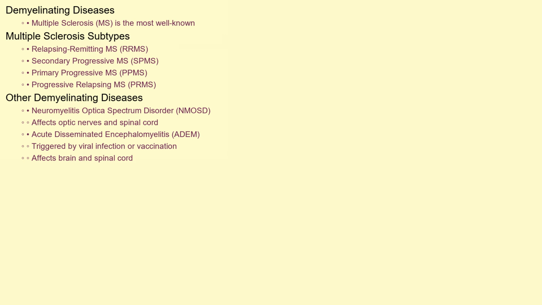While there are many demyelinating diseases, the most well-known is multiple sclerosis, or MS, which has several subtypes, including relapsing remitting MS, secondary progressive MS, primary progressive MS, and progressive relapsing MS. Each subtype has a different disease course and progression pattern. Other demyelinating diseases include neuromyelitis optica spectrum disorder, or NMOSD, which primarily affects the optic nerves and spinal cord, and acute disseminated encephalomyelitis, or ADEM, which is often triggered by a viral infection or vaccination and affects the brain and spinal cord.